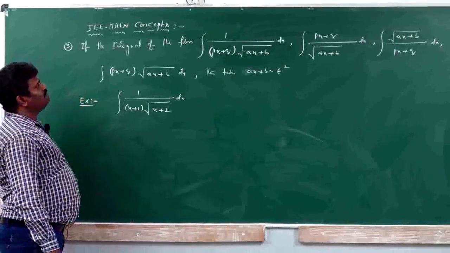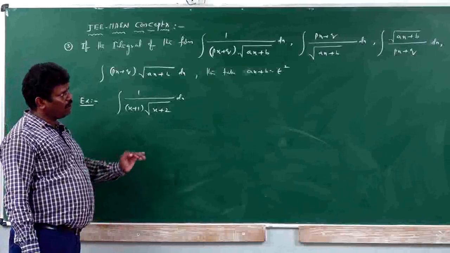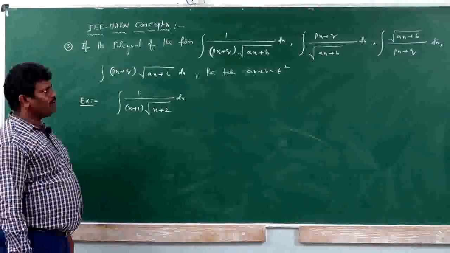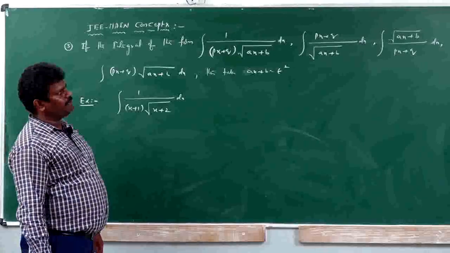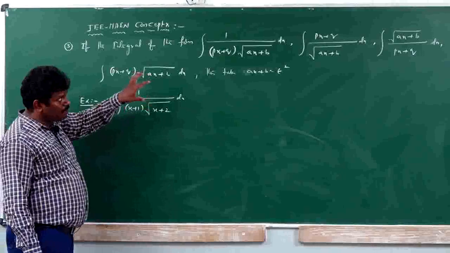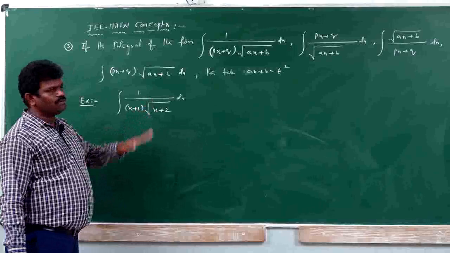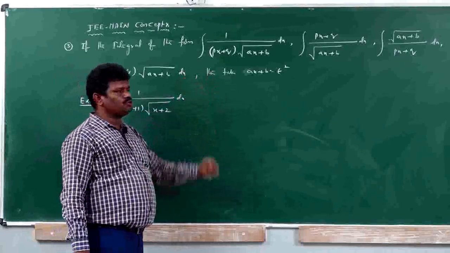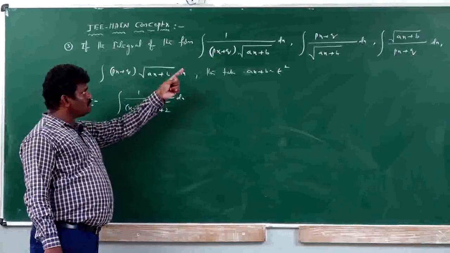Third one: if the integral is of the form integral 1 by (px plus q) square root of (ax plus b), or (px plus q) by square root of (ax plus b), or integral root of (ax plus b) by (px plus q), or integral (px plus q) square root of (ax plus b). If this type of model, with linear expressions, is given, then how do we simplify the integral? We take the substitution ax plus b is equal to t. Here, ax plus b means x plus 2. This is the first one.